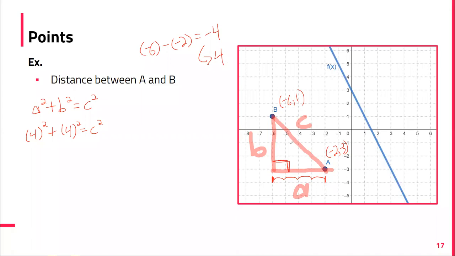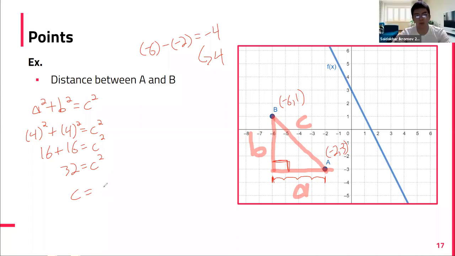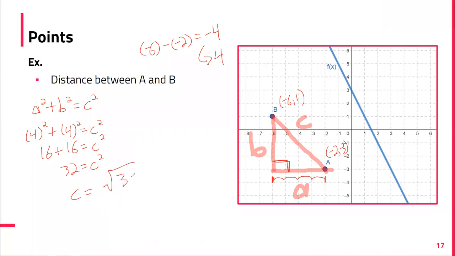And do the same thing for the vertical distance. So the width here, the base, is 4, the height is 4, and then we just do our squares here. So 16 plus 16, C squared is 32. So C is equal to what? Square root of 32. Okay, so 4 root 2, we'll get to that in just a moment.